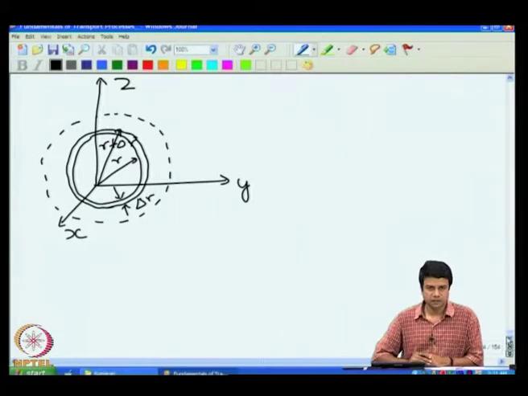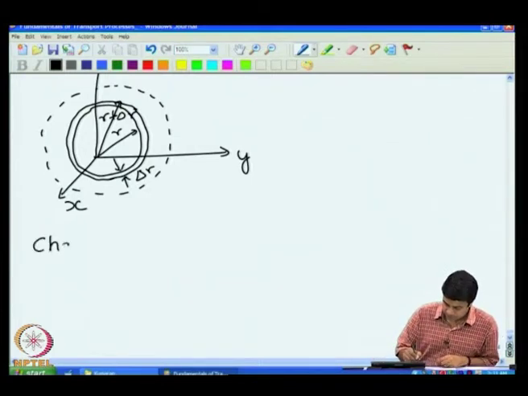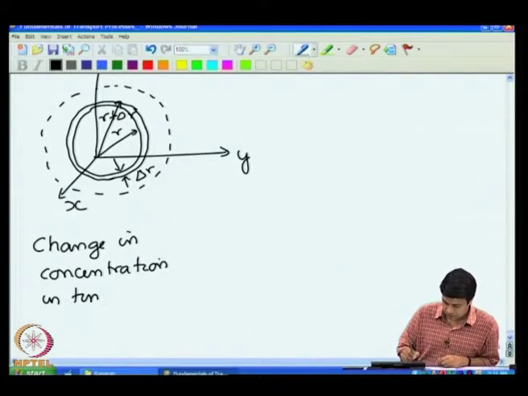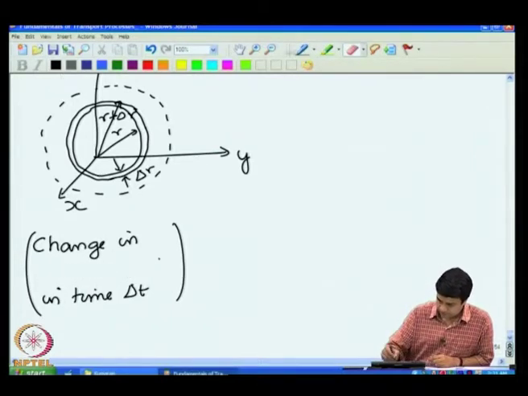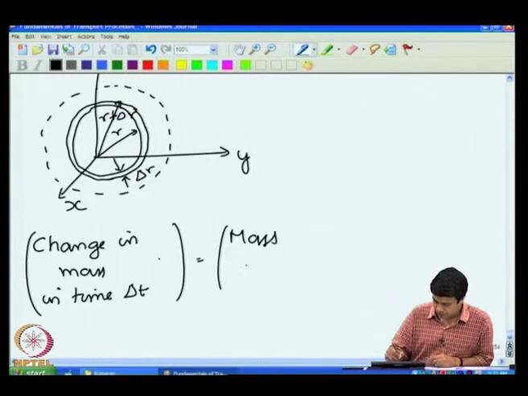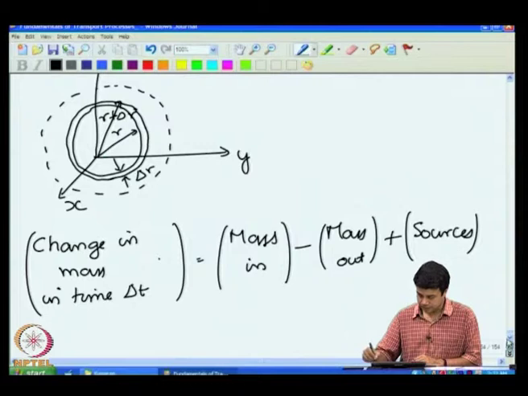And let us derive the concentration equation first, since that is the simplest. Okay, the concentration equation would basically state that change in concentration in time delta t, or I should actually say change in mass, is equal to mass in minus mass out plus any sources, that are present within the time delta t.